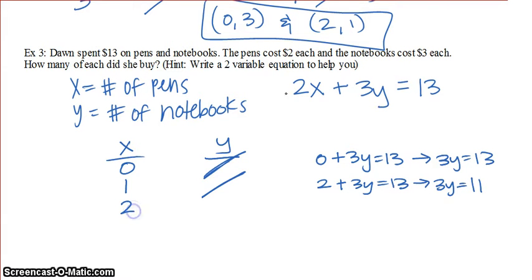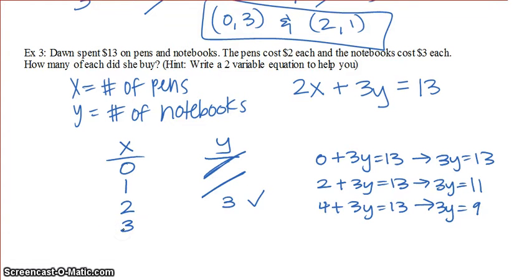Now I'm going to look at 2. 2 times 2 is 4, plus 3y equals 13. I'm going to subtract 4 from both sides, so that gives me 3y equals 9. Well, 3 times 3 is 9, so y has to be 3. So that one's going to be one of our solutions. Now we got to keep going because we don't know. There might be another combination that works.